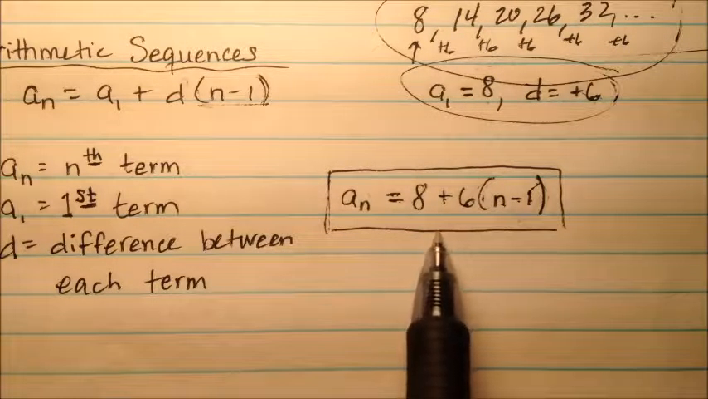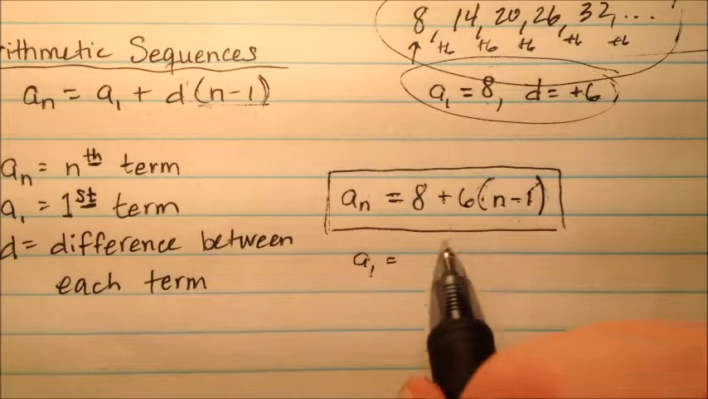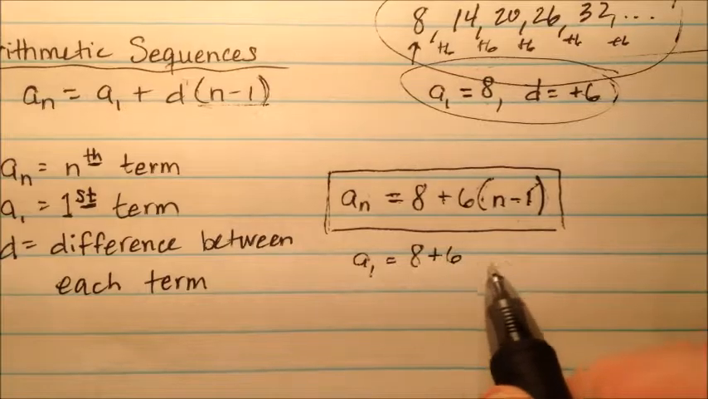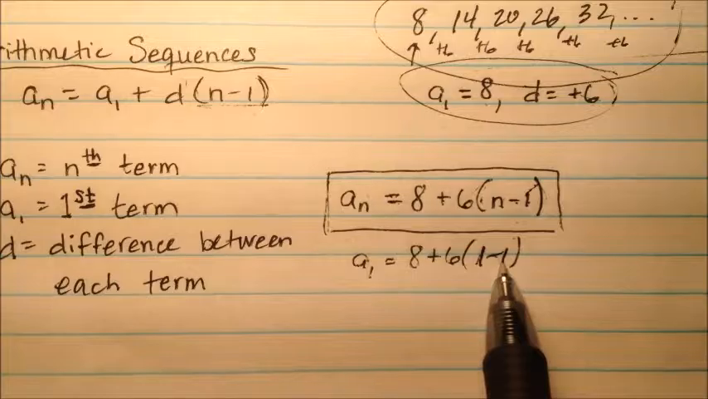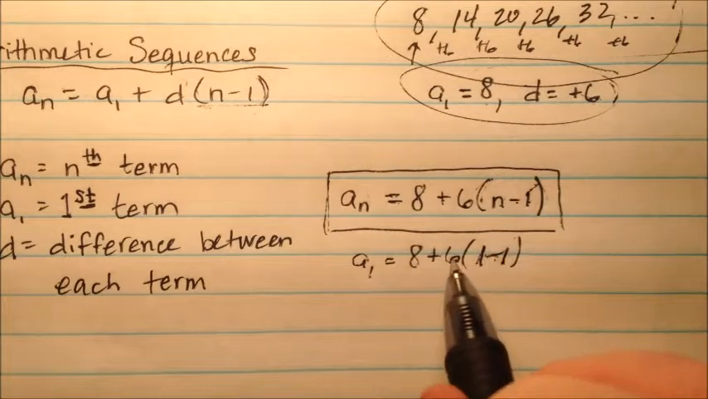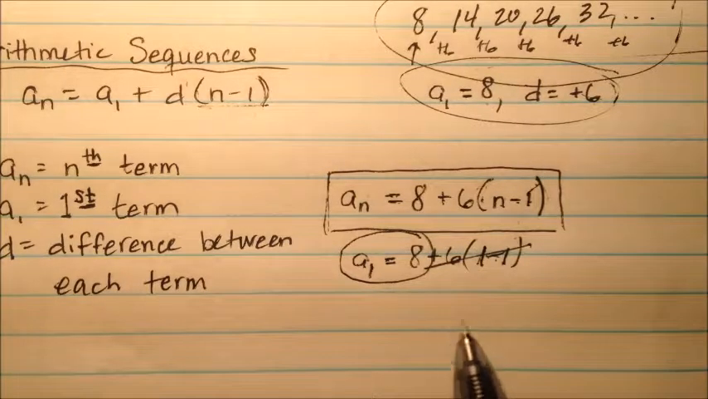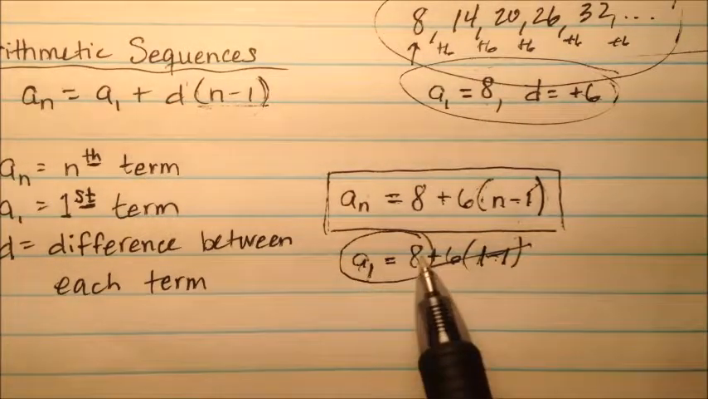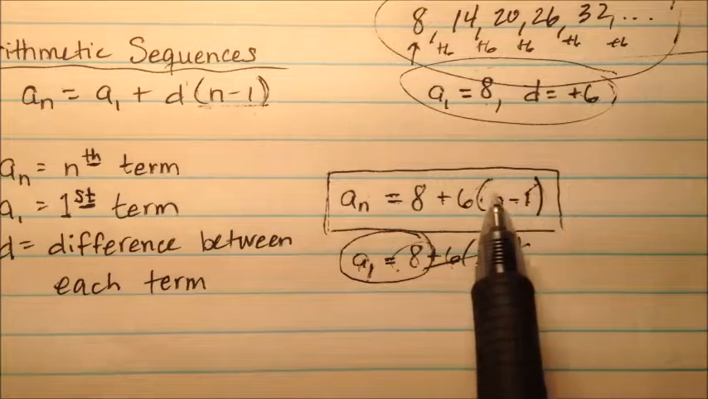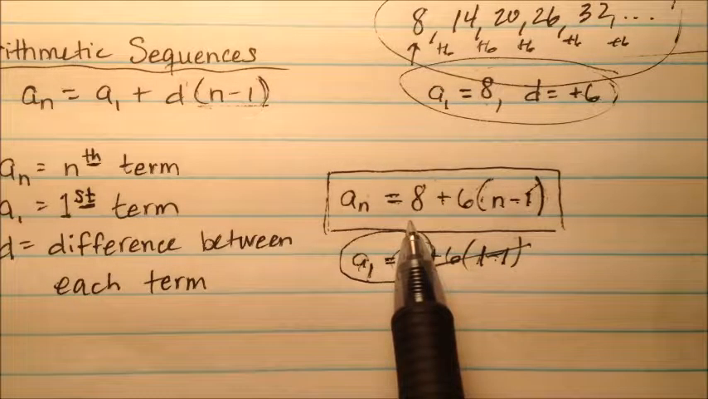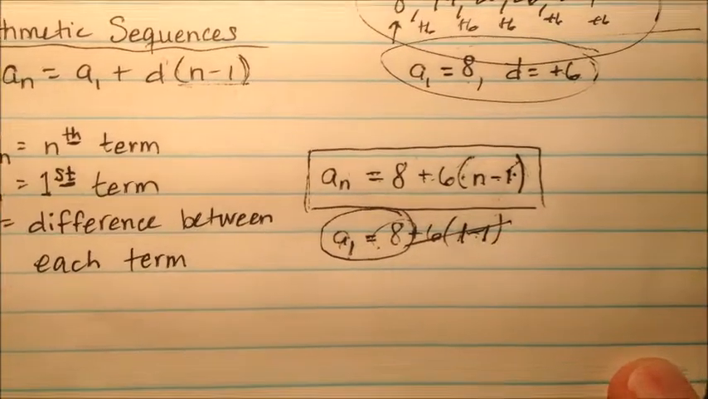So let's think about our very first term. Our first term is a sub 1, so that means our value for n is 1, so 8 plus 6 times this quantity 1 minus 1. Well, 1 minus 1 is 0, right? So 6 times 0 is just 0, so that all goes away. So my a sub 1 is just my 8. If I'm going to have a sub 1 as my starting point, then all of this stuff has to go away to maintain the integrity of my starting point. So this idea of 1 minus 1 makes it go away. Okay, so that might be a little confusing.